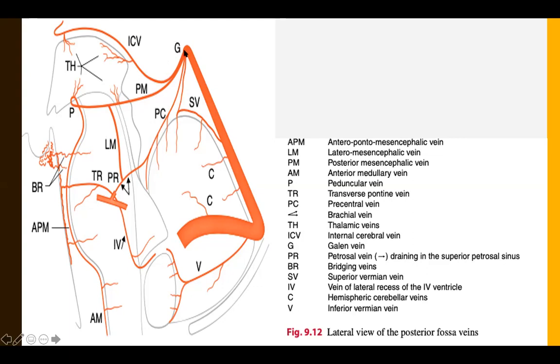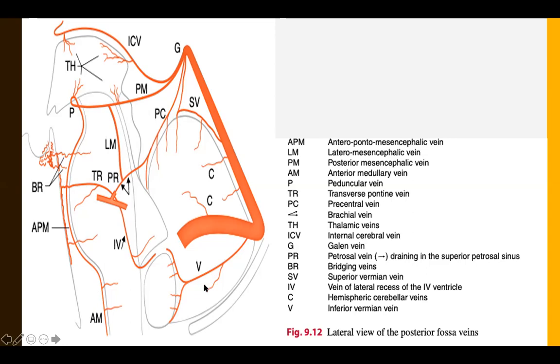As we have seen in the AP view, the posterior mesencephalic vein continues as the peduncular vein, which has drainage from the inferior thalamic veins, and it continues as the anterior pontomesencephalic vein, and then into the anterior medullary vein. The anterior pontomesencephalic vein is connected to the petrosal vein via the transverse pontine vein. The posterior mesencephalic vein has connections with the petrosal vein via the lateral mesencephalic veins, and the precentral vein also connects to the petrosal vein.